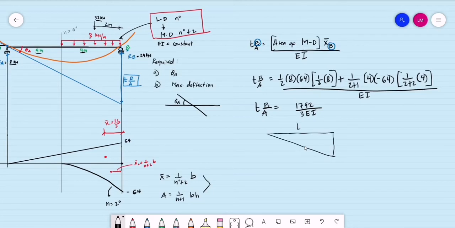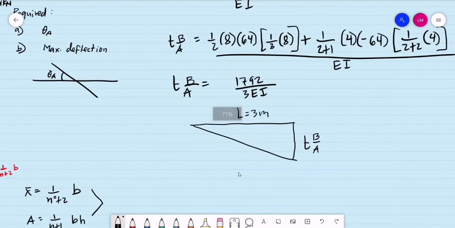So we have the length of the beam equal to 3 meters, and this is the deviation from A to B. How do we compute for this angle? This is the same as the angle theta sub A. So we can use tangent.